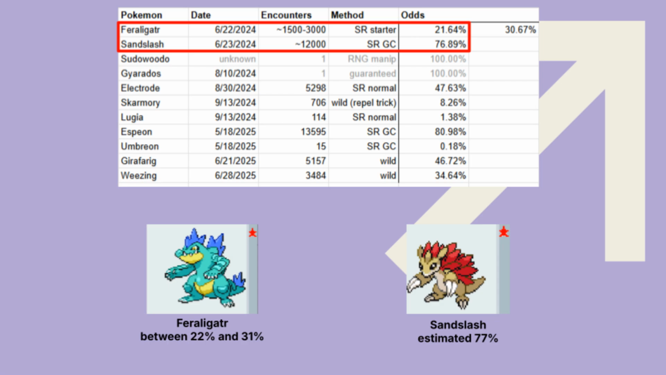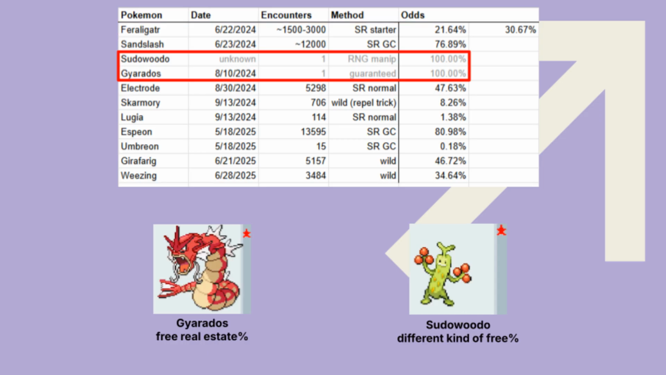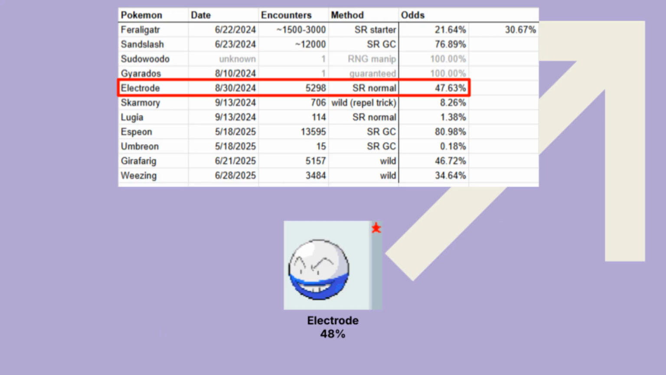These were both hunts done with boosted odds, starter hunt and game corner hunt, so my hopes are a bit rough here for the rest of this challenge. Around here is where I tried to speed myself up, getting both the guaranteed Gyarados as well as doing the RNG manipulation for Sudowoodo. Afterwards, I did the same Electrode hunt that SmallAnt did in his video, since I thought the shiny looked cool and the time per encounter was incredibly fast.